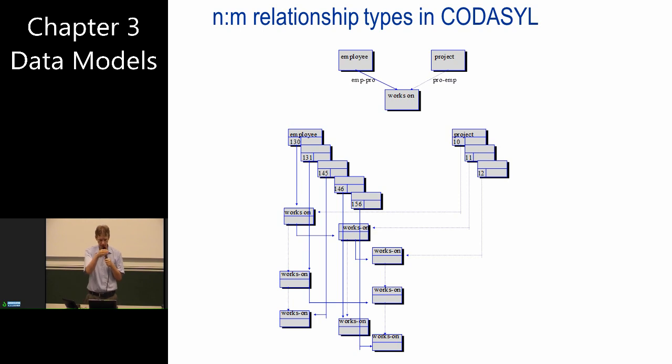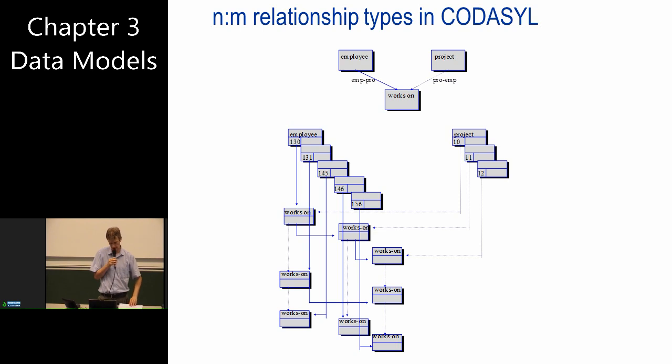So you're navigating left to right by first positioning on an employee, going down to the works on records, and then finding the projects connected with them. That will allow you to see what projects an employee is working on. If you want to see what employees are working on a particular project, that means that you're going to have to select a project record first. You're going to navigate down, find all the works on members that are connected to it, and then find all the owners of each of those members in the employee project set type.